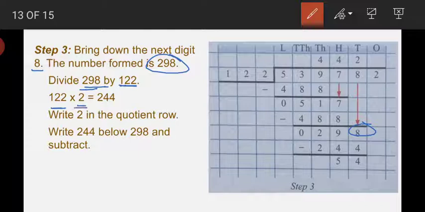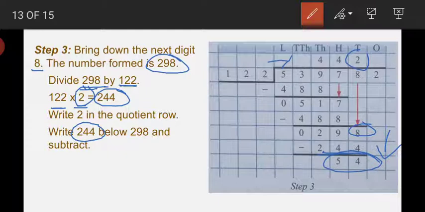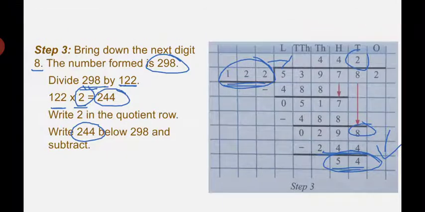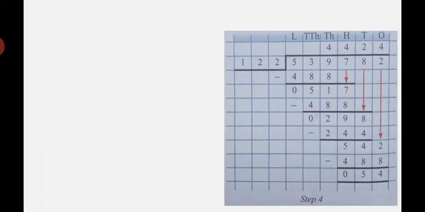Here we have multiplied 2 with 122, so I got 244 as the product. So here 2 is the multiple, so you have to write 2 in the quotient row here, and you have to write 244 just below the 298 here, and after that you have to subtract these two, so it becomes 54. We are getting 54 as the difference. You have to check that the difference is always less than the divisor. Next, move to the next step.